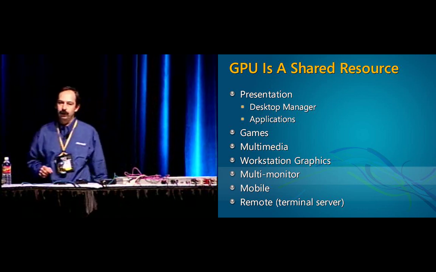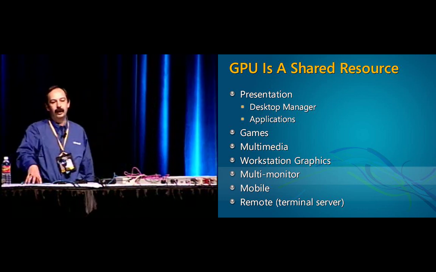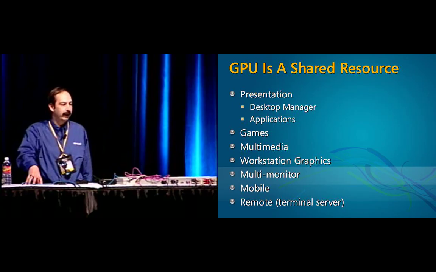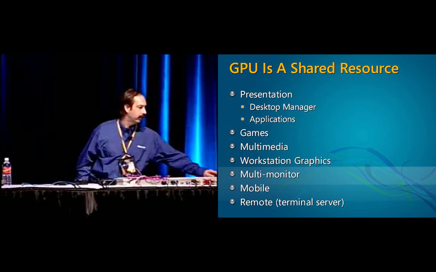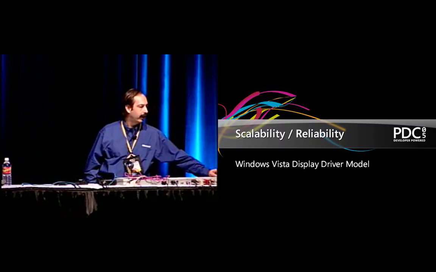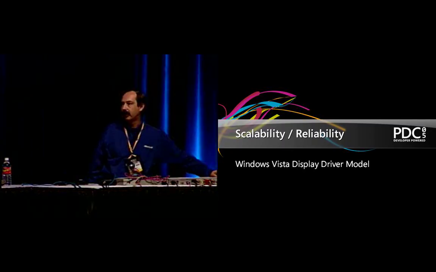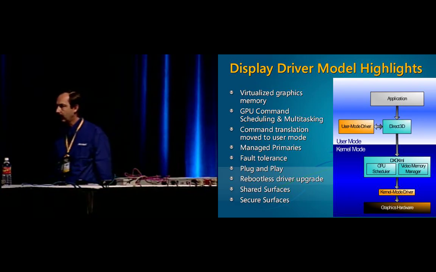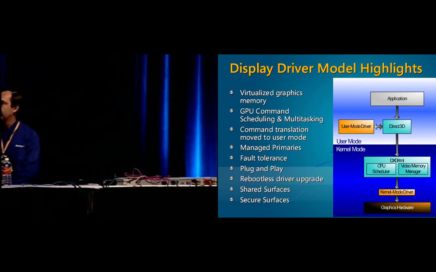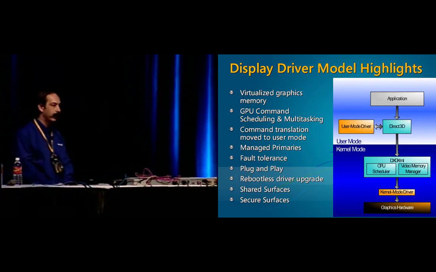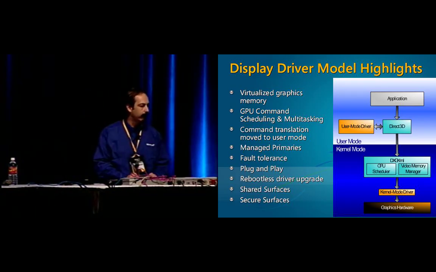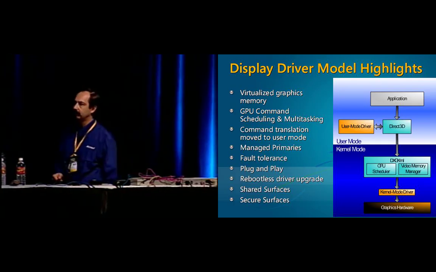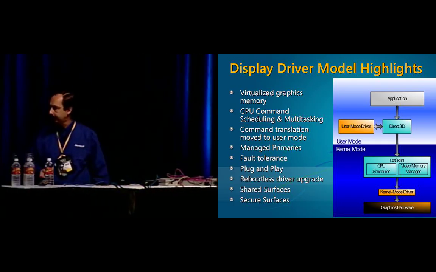We really have to make sure that things like the desktop don't go down because of another application doing something bad on the GPU. And so we've made some fundamental changes in the architecture underneath. So with that, I'd like to talk about the display driver model. What I have here is a slide with a diagram of the architecture, a rough, slightly simplified architecture, as well as some of the key points. And I'll talk about the various features that this enables.